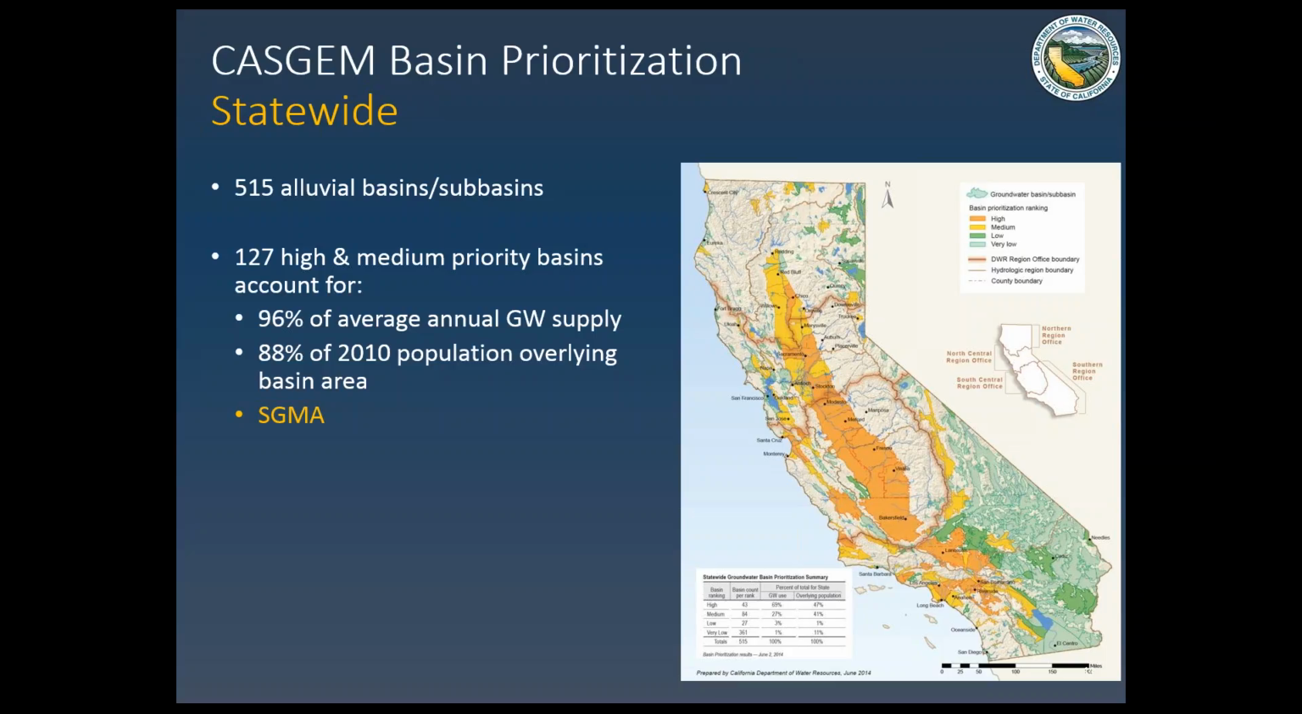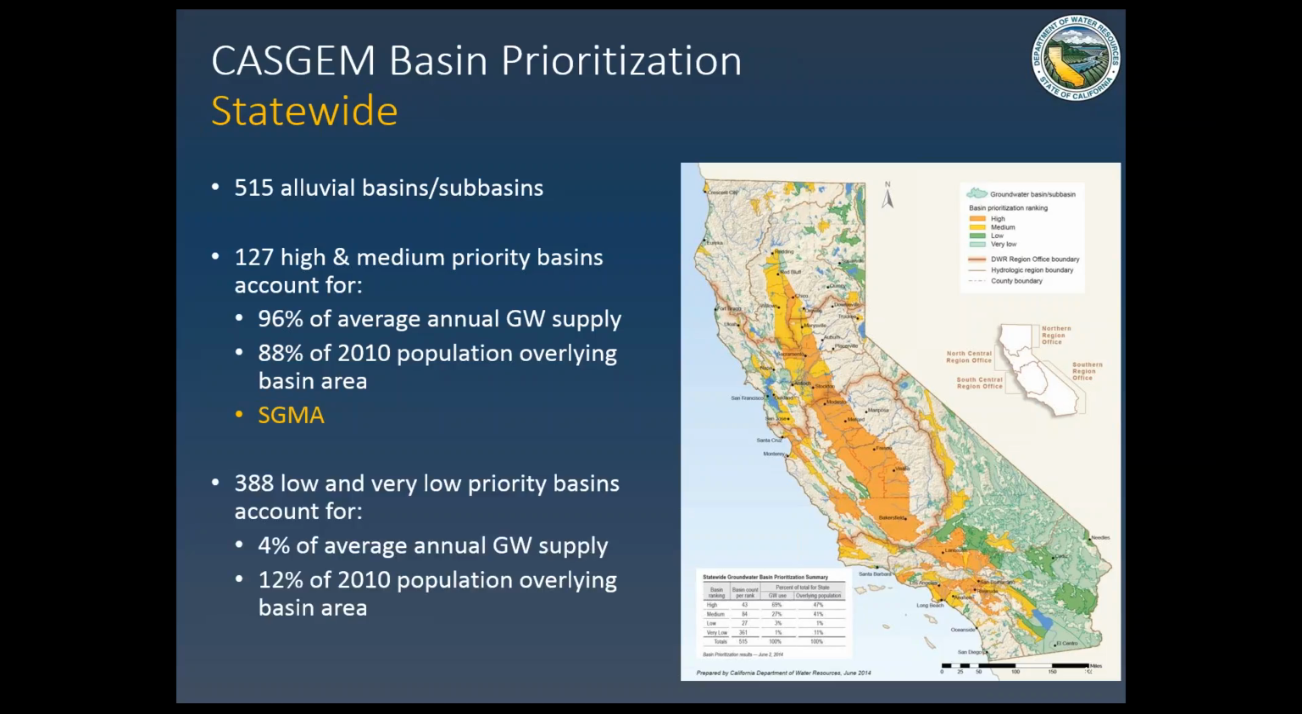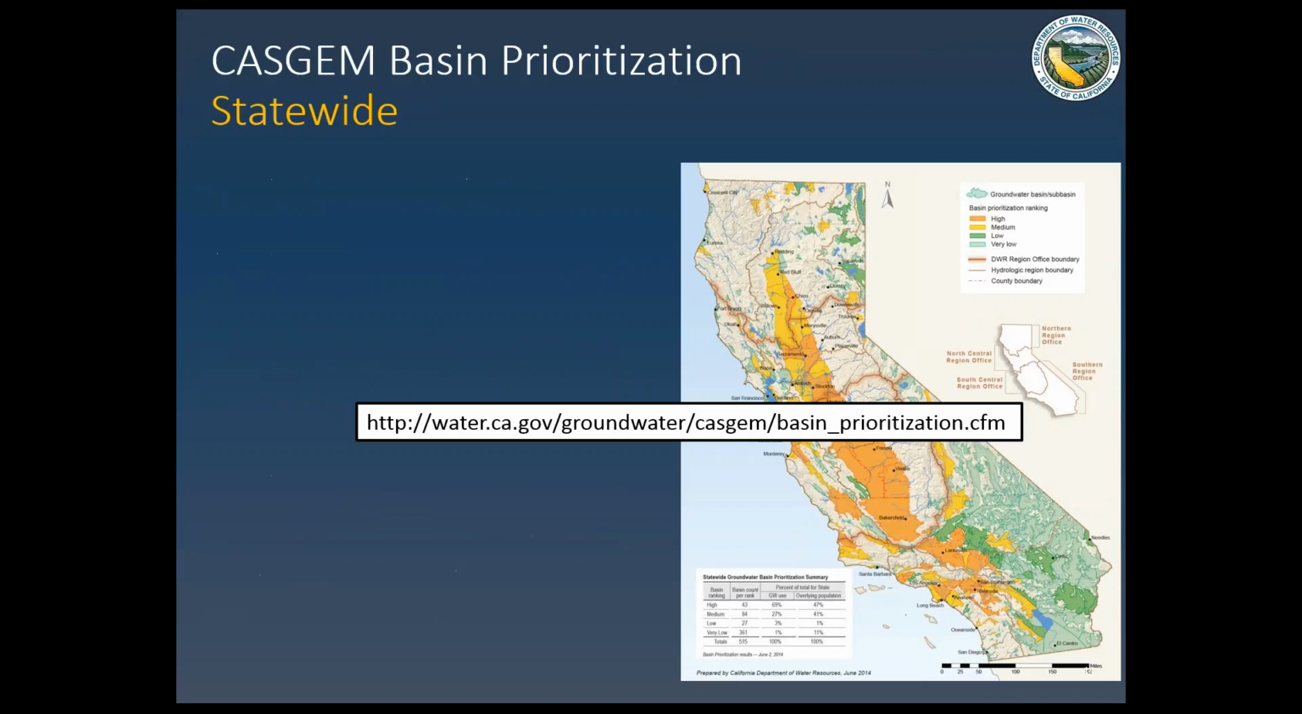So after we did all that, 127 basins around the state became high and medium priority, and they account for 96% of the annual groundwater supply. 88% of the population overlies those particular basins, and those 127 basins are subject to the new SGMA legislation. The remaining 388 low and very low priority basins account for 4% of the groundwater supply and 12% of the population that overlies those basins. You can get more information on particular basins on our Groundwater Information Center under the CASGEM program.